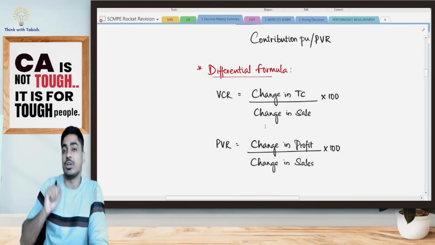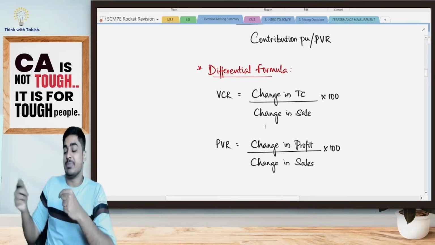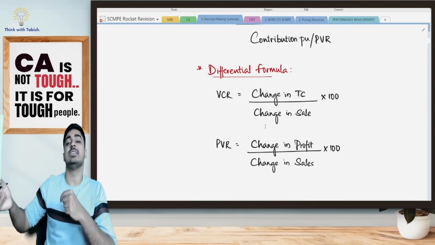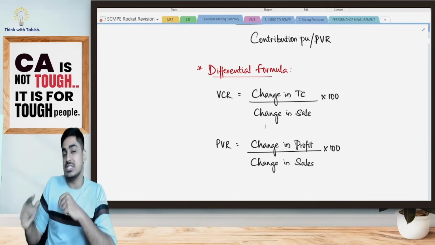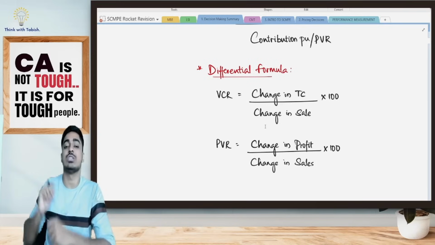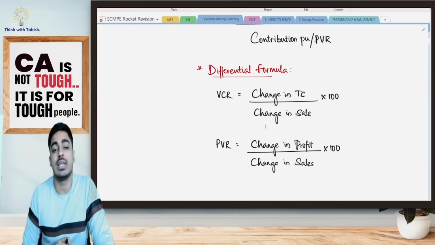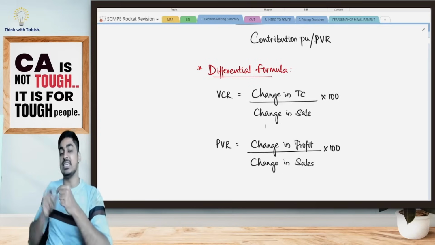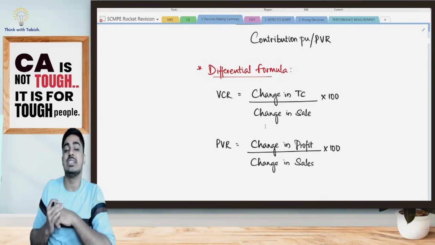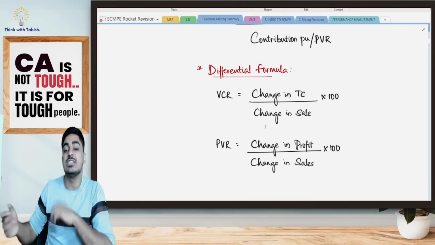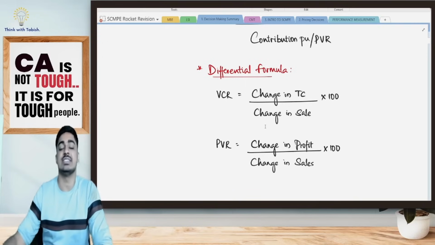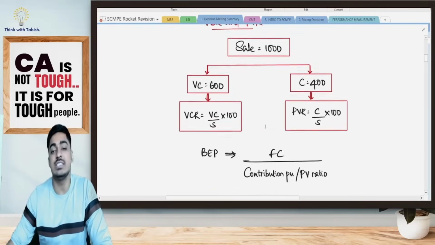We've told two important observations. My change in variable cost is nothing but my change in total cost, because in fixed cost there is no change. My change in contribution is nothing but my change in profit, because in fixed cost there is no change. Based on those two formulas, variable cost ratio is my change in total cost divided by change in sales into 100. PV ratio is my change in profit, because that itself is my change in contribution, divided by change in sales into 100. These were my basic formulas.